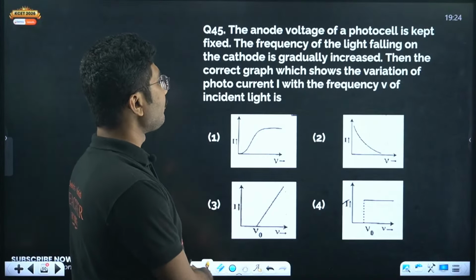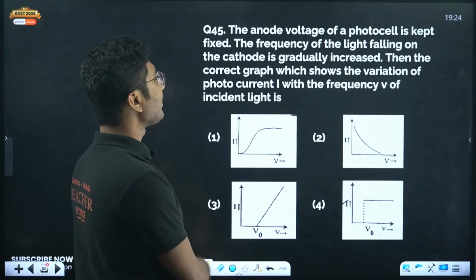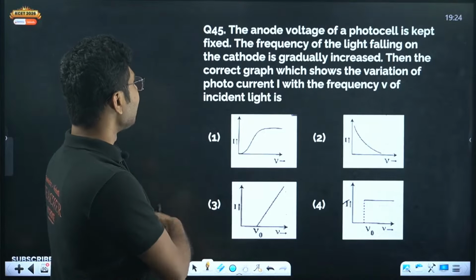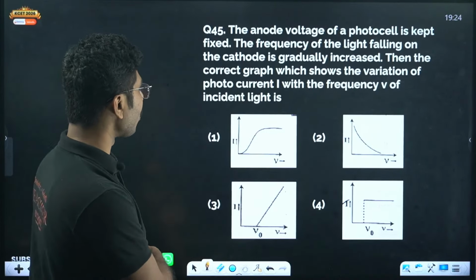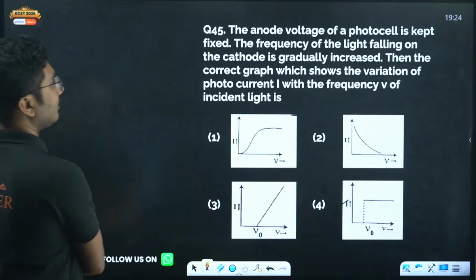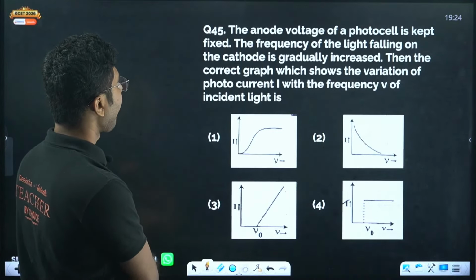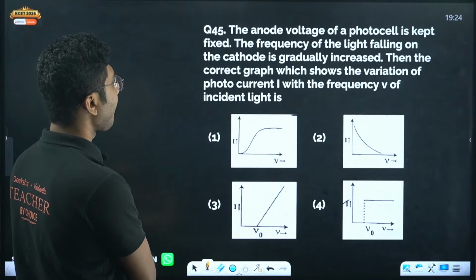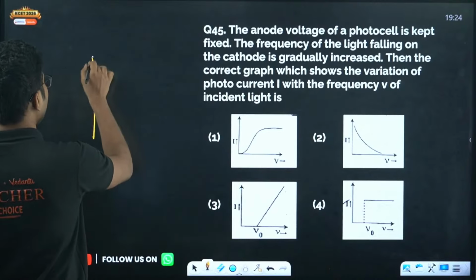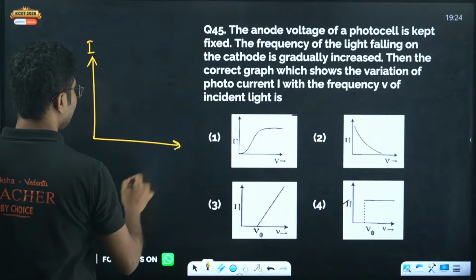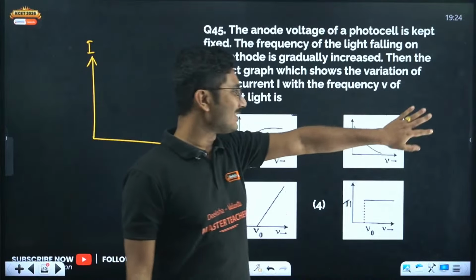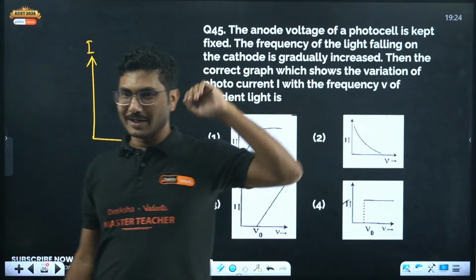The anode voltage of a photocell is kept fixed. The frequency of the light falling on the cathode is gradually increased. Then the correct graph which shows the variation of photocurrent I with the frequency of the incident light. So current versus frequency, which graph is correct? Now do not mark, so this is an exception where this pattern is not correct. So which pattern will be correct here?